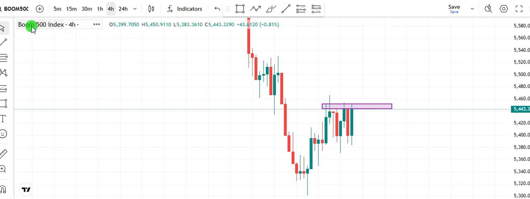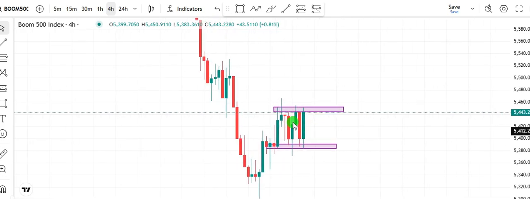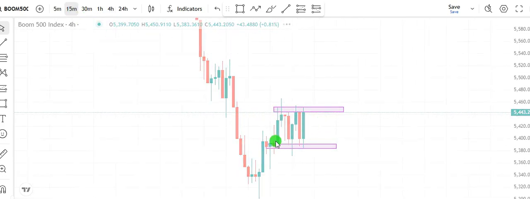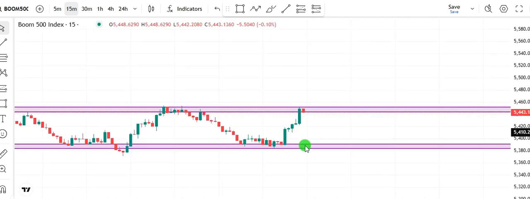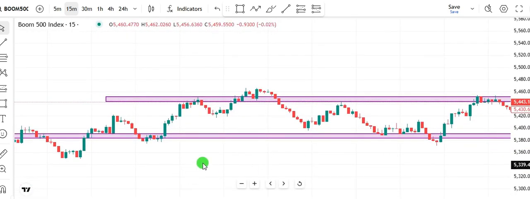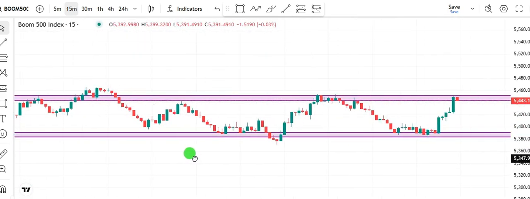That said, we are currently on Boom 500, and this is the 4-hour time frame, marking out the recent high. It seems as if this has been in a ranging market for some days now, or let me see, for some hours. So let's see what the 15-minute chart is currently saying. You can see it's been moving around this level. So let's see what's going to happen.